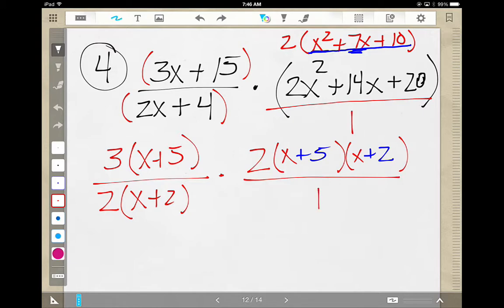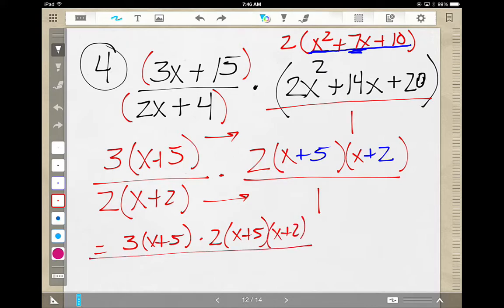And on the bottom, again, we had put it over 1. So now I multiply straight across, numerator to numerator, denominator to denominator. So I'm just going to write this out. 3 times x plus 5 times 2 times x plus 5 times x plus 2 all over 2 times x plus 2. And again, I didn't even multiply the 3 and the 2 because I just have to simplify it later. I'm noticing that that factor of 2 is going to reduce to 1. This factor of x plus 2 is going to reduce that denominator of x plus 2 to 1.